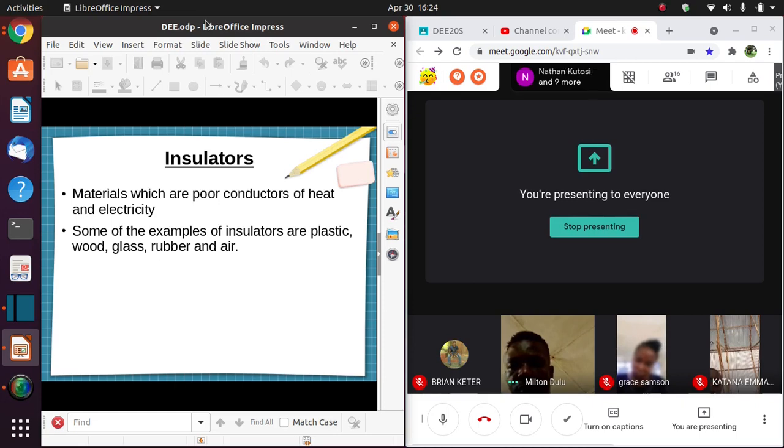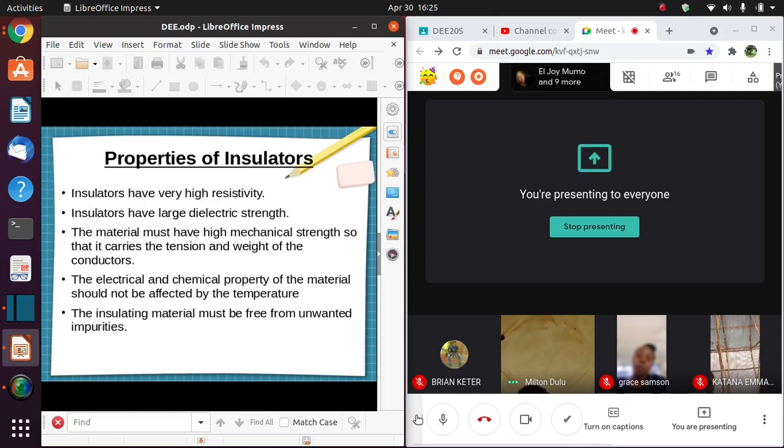Now, what are insulators? We have conductors which allow heat to pass through them freely, heat and electricity. We also have insulators which do not allow the passage of heat and current. Now, types of insulators include plastic, glass, rubber, air. Depending on the application, we can have different types of insulators.